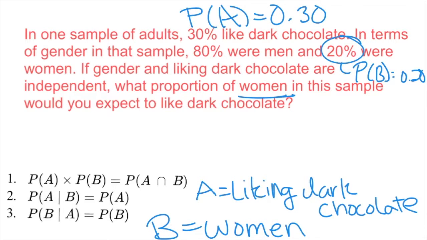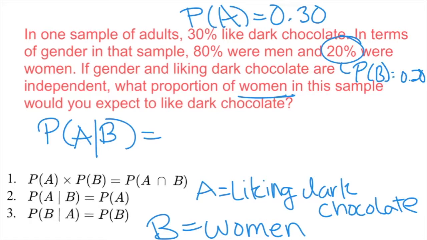And we want to know, if A and B are independent, what is the probability of liking dark chocolate given that you're a woman? Sometimes the most difficult part of these questions is turning the scenario into an equation that we can use. So we want to know what proportion of women in this sample would you expect to like dark chocolate? That would translate to, given that you're a woman, what's the probability that you would like dark chocolate?